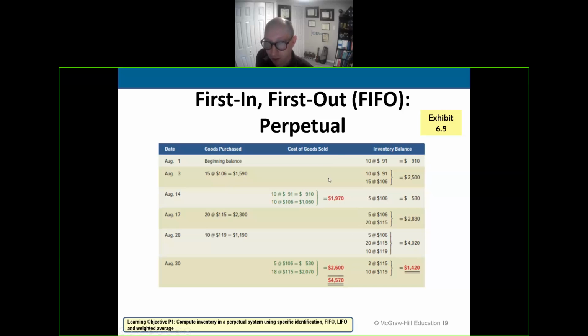And so at the end of the month, what we do is we add up all of our cost of goods sold, in this example $4,570, and my remaining balance would be $1,420. Good so far? That's a lot of information at once.